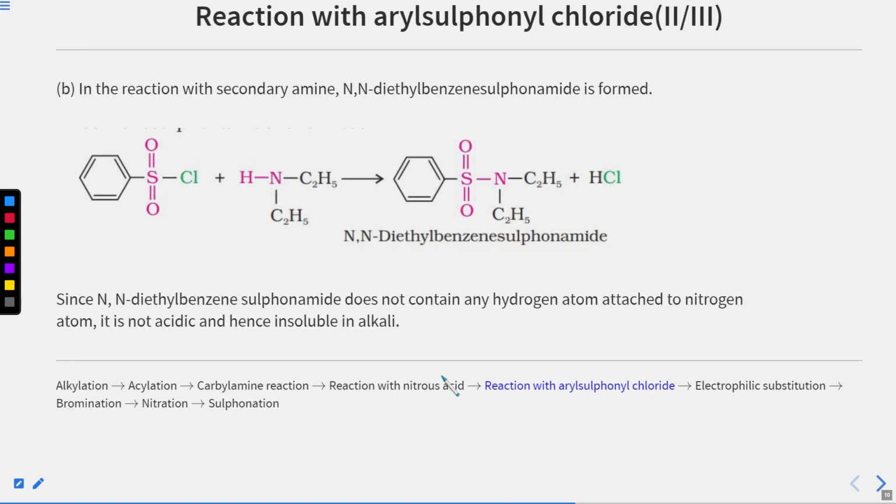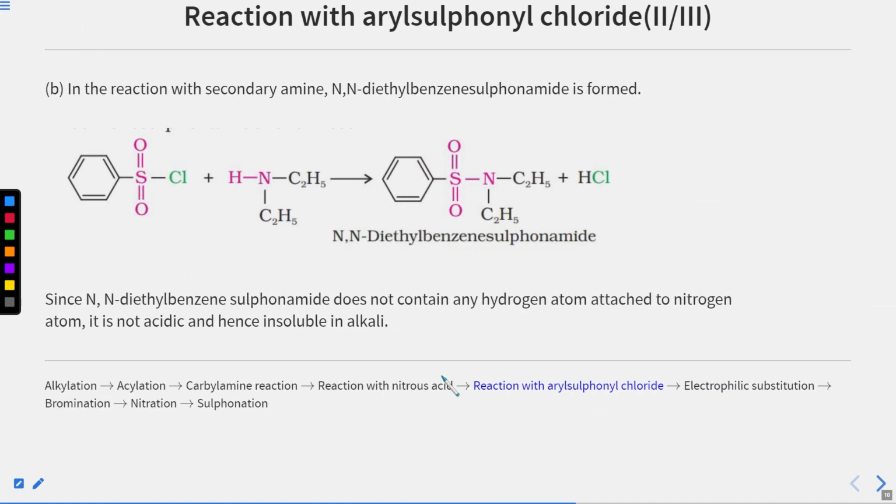Now on the other hand, if you treat it with the secondary amine, then it will give the reaction, no problem. But since it has no hydrogen that is acidic in nature, it is not soluble in alkali solution, and hence it can be identified as secondary amine. If you see here, it has only one hydrogen, which is now lost along with this HCl. So there is no hydrogen in the end, and we have no acidic hydrogen that can be used for solvation in the alkali solution.